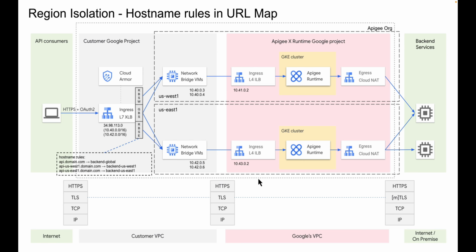Hostname rules in a URL map are also possible, in order to create a URL map at the load balancer level. With different hostnames, you can, of course, define different backends that you want to reach. So this is something that can also be done at the load balancer level: hostname rules in a URL map to simply route the traffic to one Apigee X runtime or the other, on one region or the other.